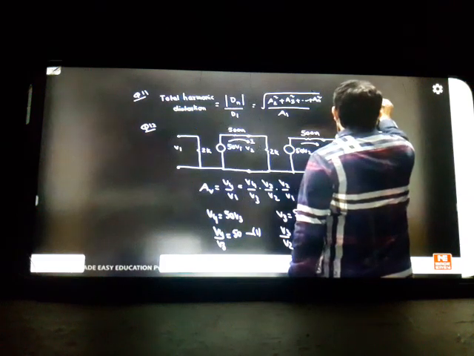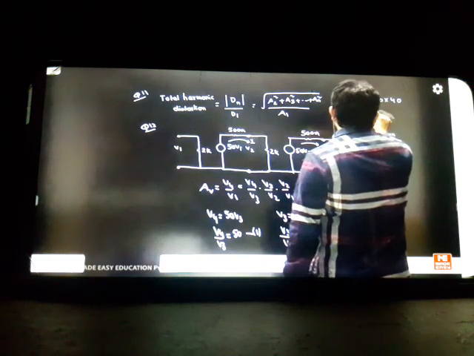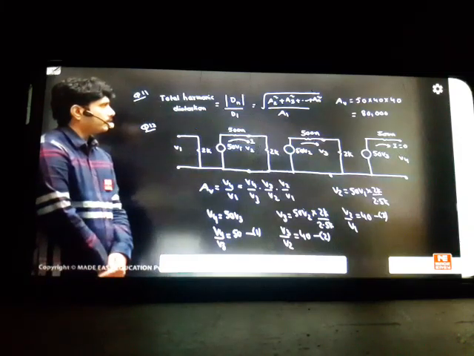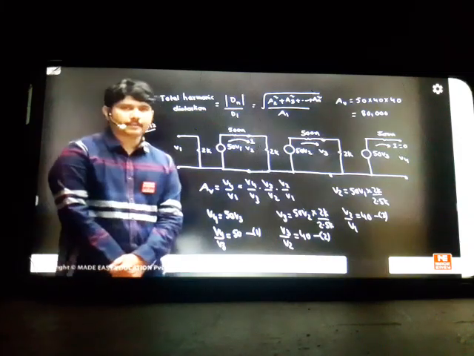The overall gain is 50 into 40 into 40. It comes to 80,000 will be the gain. You can see very high gain we got. Multi-stage gains are very high. So 5 fours are 20, 20 fours are 80. 80,000 gain is coming for this. But in the question, have you observed?